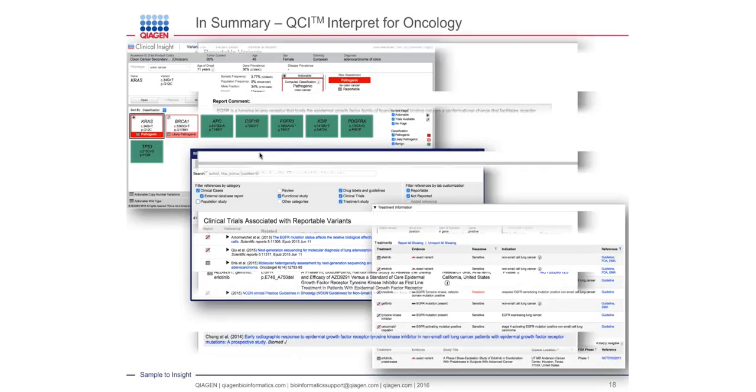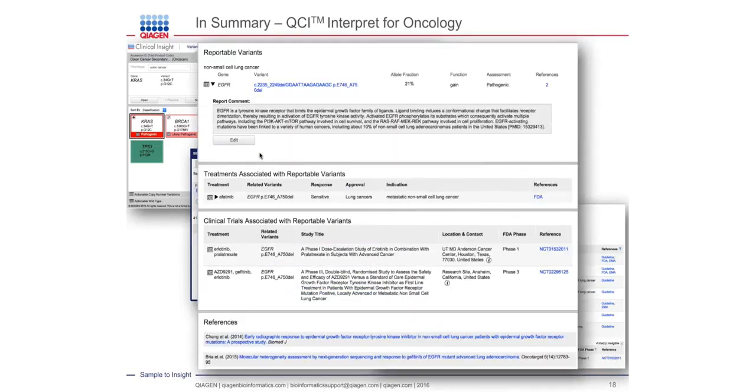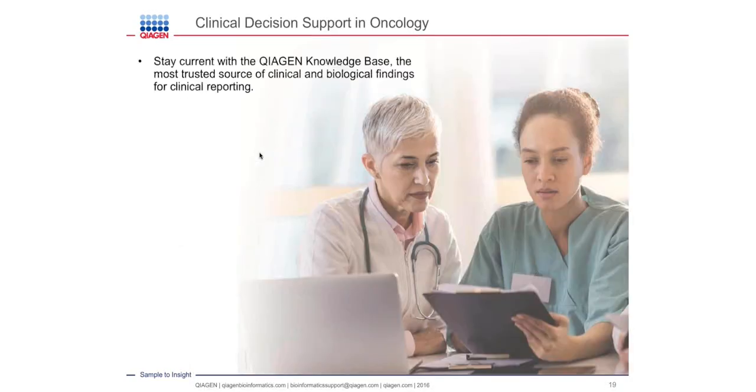And obviously for the laboratory director, they also have an interface that they can use to enter their comments, both on the variant level, treatment and trial, as well as the case level, so they can generate a report to send out to the clinical team. So in conclusion, clinical decision support is key in precision medicine and in oncology. And by staying current with the QIAGEN knowledge base, which is the most trusted source of clinical and biological findings, clinical reporting, it will help the team, obviously.